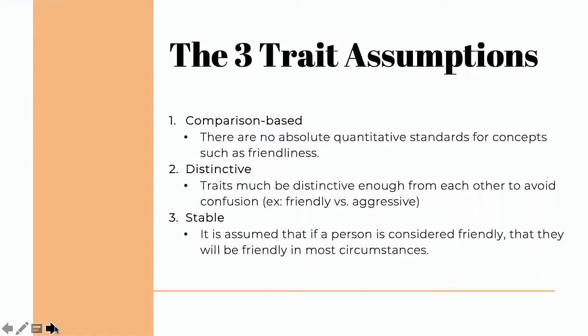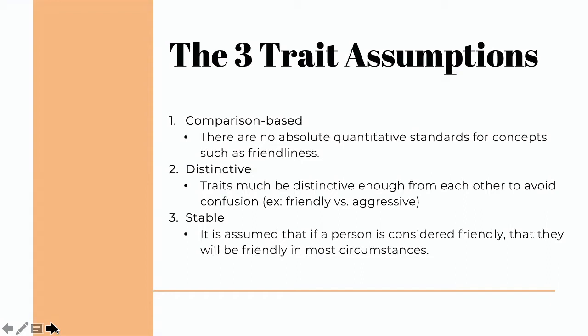The next assumption with traits is that they are distinctive, which means that traits must be distinctive enough from each other to avoid confusion. So for example, you would not confuse someone who is friendly with someone who is aggressive because they are distinctive enough to show the difference. Someone who is friendly is going to probably smile all the time, be more open to talk to new people, versus someone who is more aggressive. They might be more argumentative. They might keep their distance from others on a more normal basis compared to someone who's generally friendly.